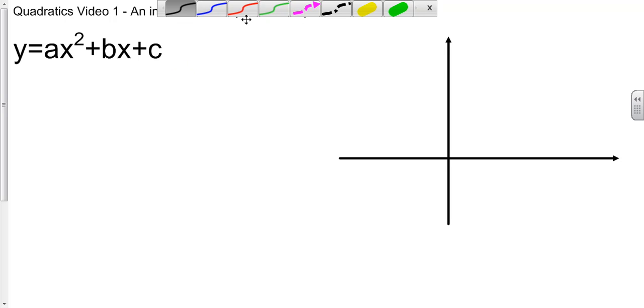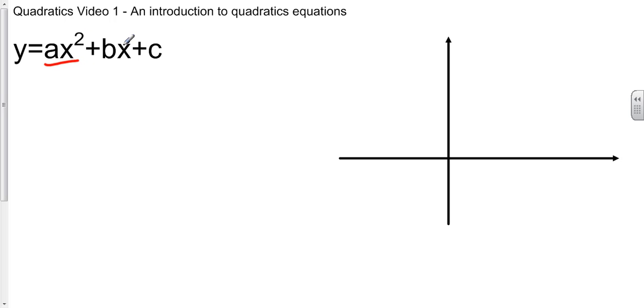Okay, so we're going to be looking at quadratic equations and the general form of them, an introduction to quadratic equations before a series of other videos where I'll talk about the specific skills you'll need to apply. A quadratic equation is one that involves an x squared term, so in this case ax squared, and it can have an x term and a number term in it as well.